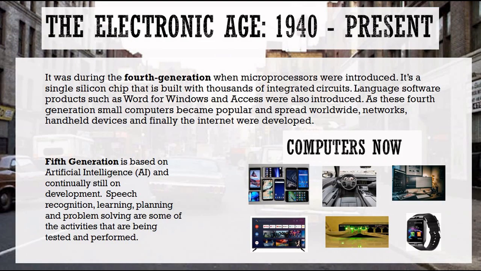In the fourth generation, microprocessors were introduced. A microprocessor is a single silicon chip built with thousands of ICs. Language software products such as Word for Windows and Access were also introduced. In this fourth generation, small computers became popular and spread worldwide, and networks, handheld devices, and finally the internet were developed. So this is where we are now. We use different language software.